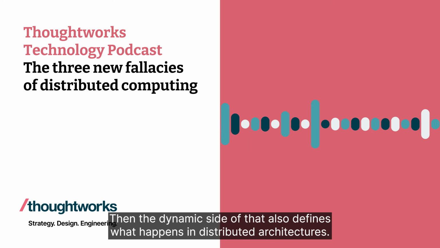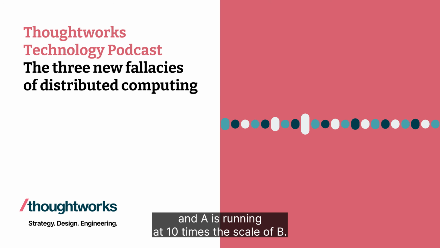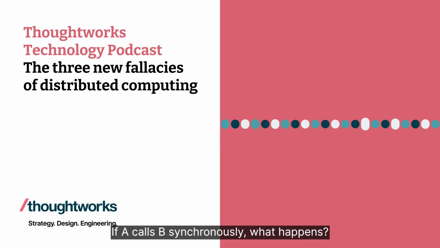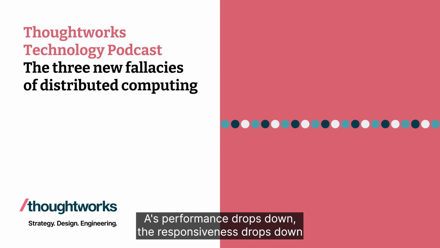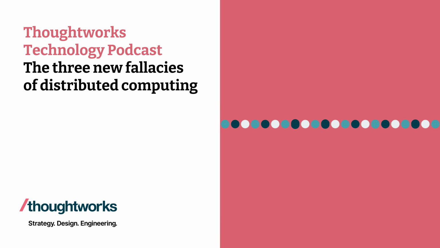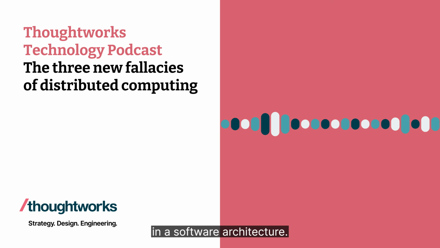But then the dynamic side of that also defines what happens in distributed architectures. So let's say I have two services running, A and B, and A is running at 10 times the scale of B. What happens when they start calling one another in a distributed architecture? And if A calls B synchronously, what happens? Well, A's performance drops down, the responsiveness drops down to what B's is, because it's blocking and waiting for the response from B. And so that's what we refer to as dynamic entanglement in a software architecture.